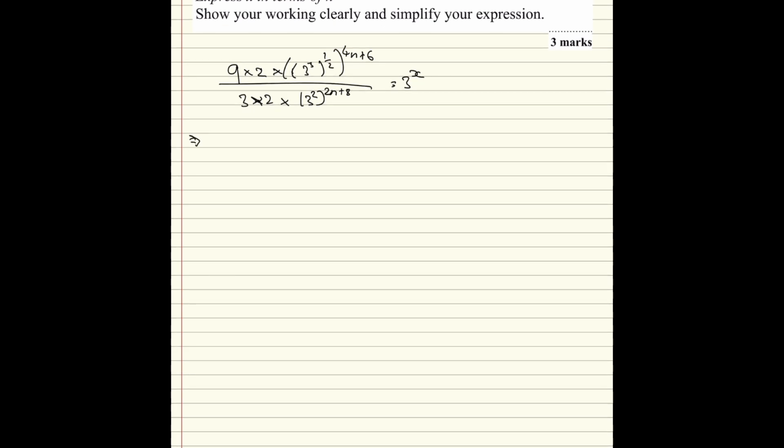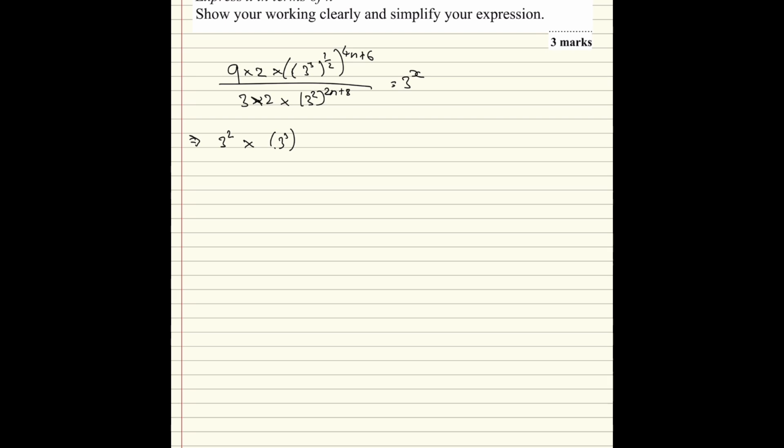Now 9 can be written as 3 squared times 2. Now actually, when you're looking at this 2 here and this 2 here would cancel. So I won't even write down times 2 because I know they cancel anyway. So we have 3 to the power of 3.